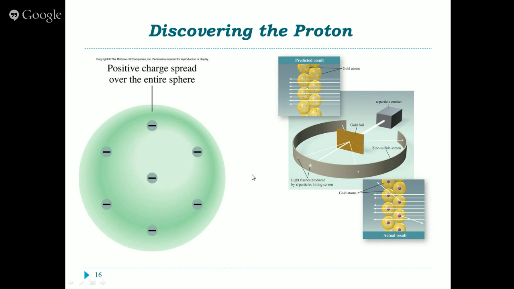So he did an experiment where he had a piece of gold foil and an alpha particle emitter. An alpha particle emitter emits positively charged particles twice the size of an electron. The prediction was that all of the particles should go through. The results, however, were that, yes, most of the particles went through, but sometimes they were deflected, and in about 1 in every 20,000 particles actually came back to the source.